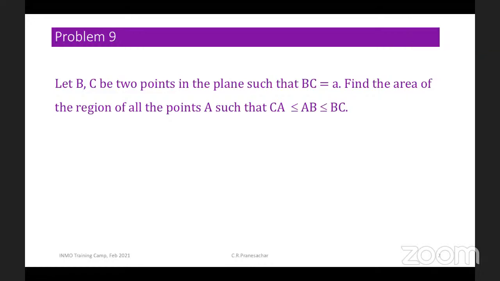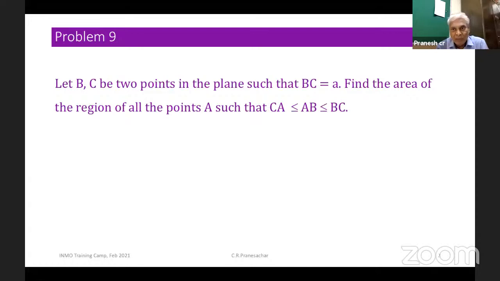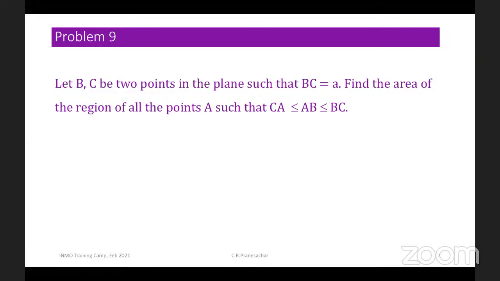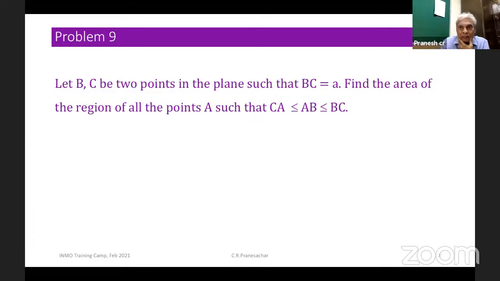This is a very elementary problem. Let B, C be 2 points in the plane such that the length of the line segment BC is small a. Find the area of the region of all the points, that is the set of all points capital A, such that CA less than or equal to AB less than or equal to BC. So here B and C are two fixed points. A is a variable point satisfying these two inequalities. So what does it mean by saying CA less than or equal to AB and AB less than or equal to BC? Let's see.